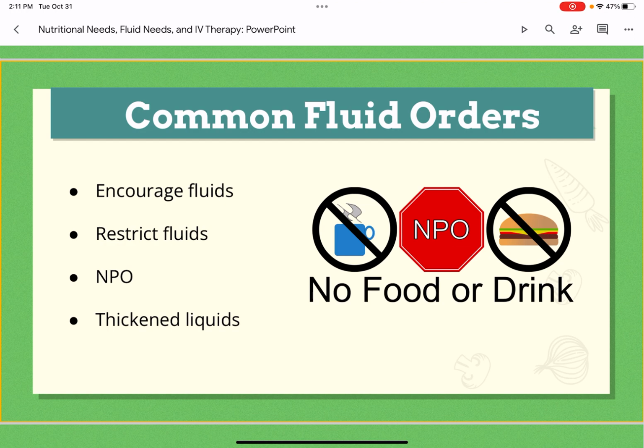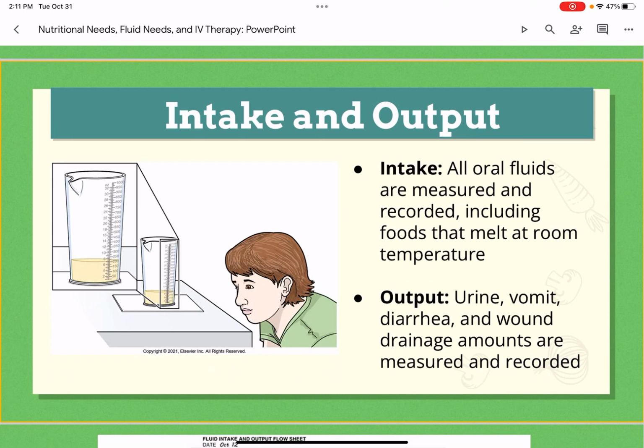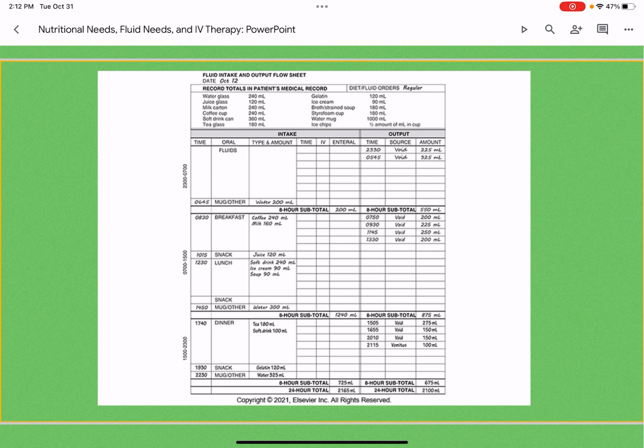With thickened liquids, water and all fluids are thickened by the dietary department. It's used for patients who have difficulty swallowing. For intake, all oral fluids are measured and recorded, including foods that melt at room temperature. Output is urine, vomit, diarrhea, and wound drainage amounts, which are measured and recorded. This is a picture that shows an intake and output, or I&O chart.